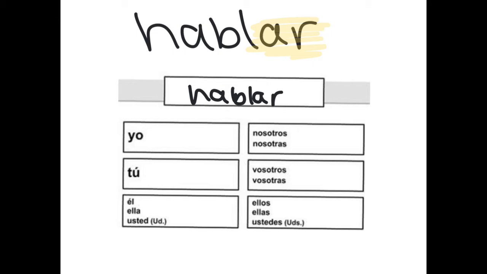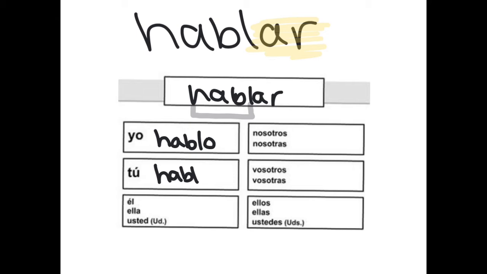So when you conjugate, you write down this part and then you drop the AR and put in the conjugation endings. So for example, in the yo box, I would write HABL and then I would put the ending for the yo form, O. So it would be hablo. Then for the tú form, I would do the same thing. I would write the HABL because when you conjugate, you just drop the ending and you put the new ending that fits the subject pronoun.